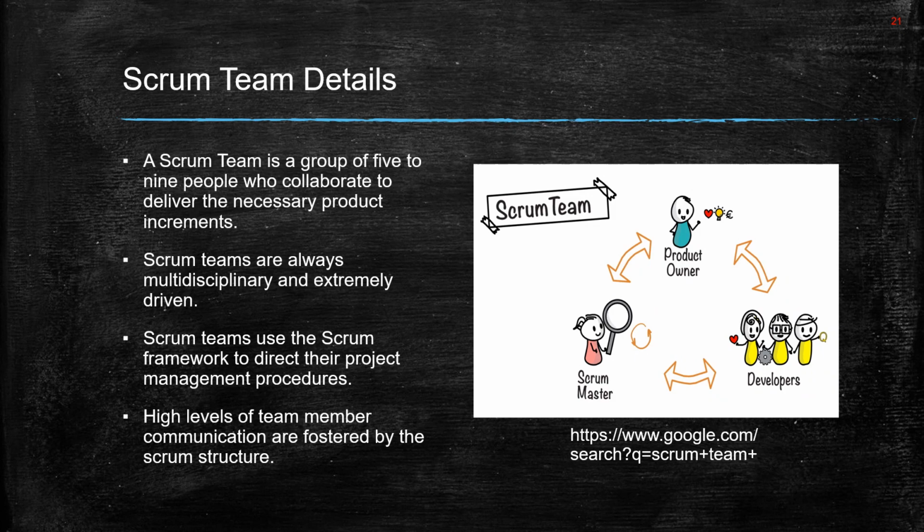Scrum details. A Scrum team is usually a very small team, around 5 to 9 people. They all work together. Scrum teams are always multidisciplinary and extremely driven. A high level of team member communication is fostered by the Scrum structure. And Scrum teams use the Scrum framework to direct the project management procedures. And here you can see the diagrammatic representation of the Scrum project: Scrum Master, Product Owner, and the Developer.